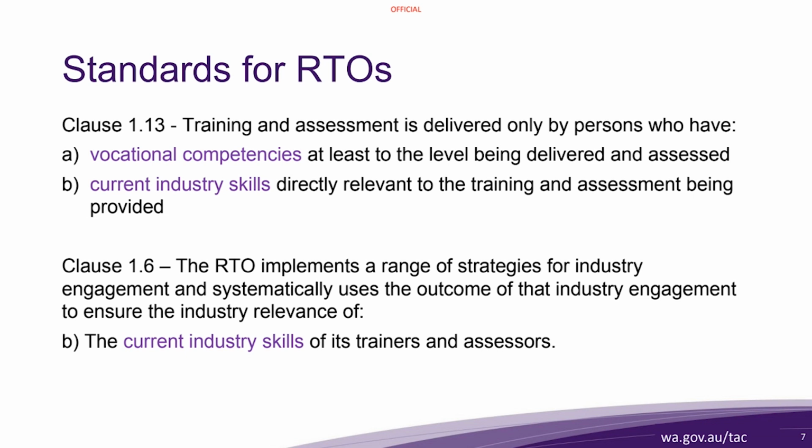The second thing I need to say is that you don't maintain these simply by being a trainer and assessor. Standard clause 1.6 is reminding you that in order to sustain these qualities, you need to be out and about. You need to be out in industry, seeing what is happening in industry. Being a trainer and assessor does not mean that you are sustaining your vocational competencies and current industry skills. You need to get out in order to make sure that those are maintained.